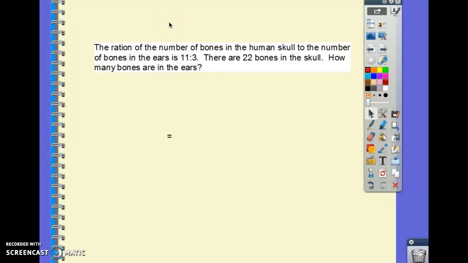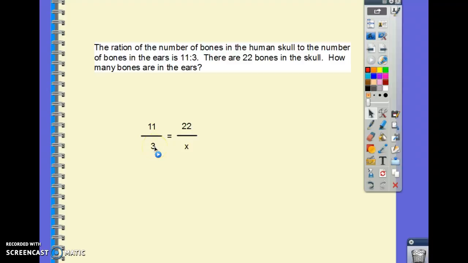The ratio of the number of bones in the human skull to the number of bones in the ears is 11 to 3. Okay, so let's look at what that looks like. There are 22 bones in the skull. How many bones are there in the ear? So let's set up our proportion. We have 11 to 3. 11 to 3 is equal to 22 over x.